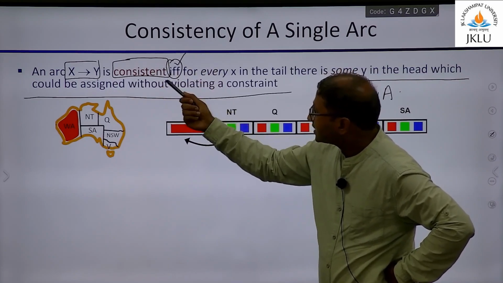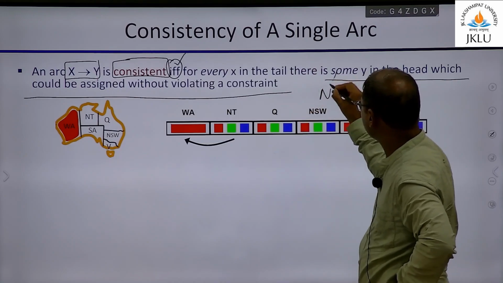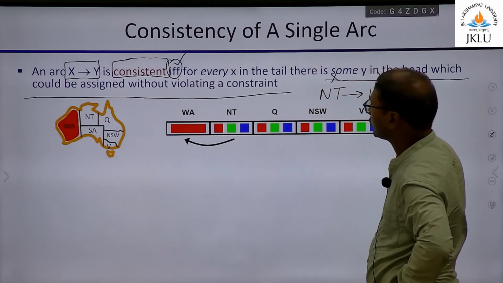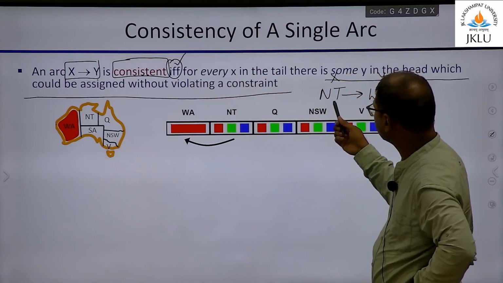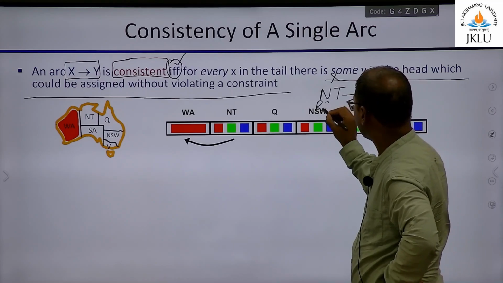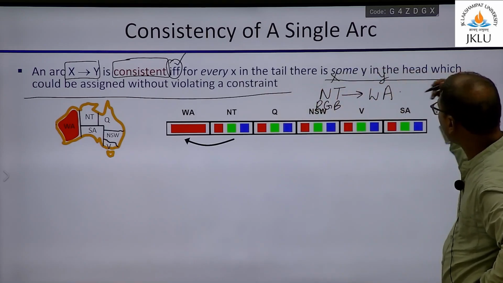Arc is consistent if and only if for every x. So this guy is my x, this guy is my y. If and only if for every x in the tail... तो इसकी डोमेन बताना मेरे को, RGB. For every x in the tail there is some y in the head.